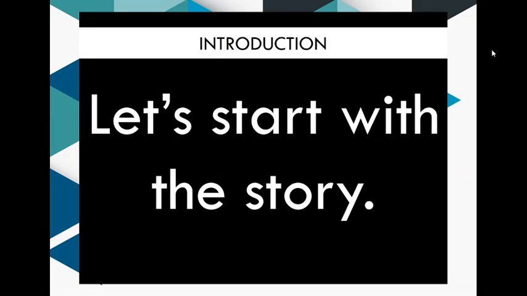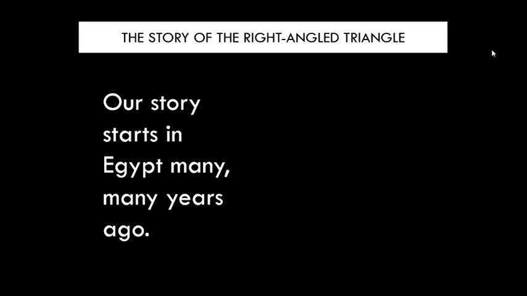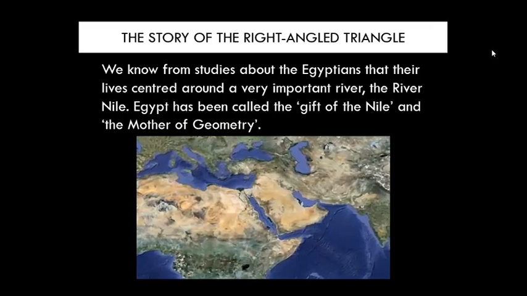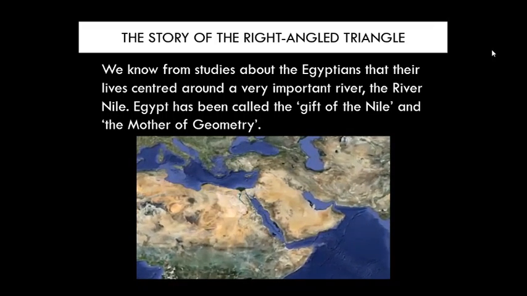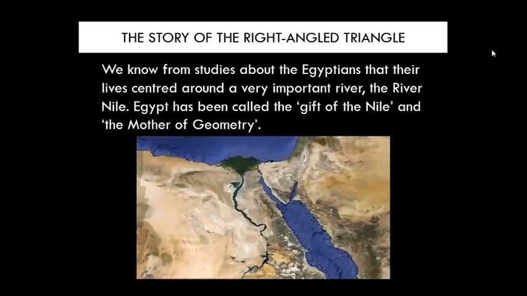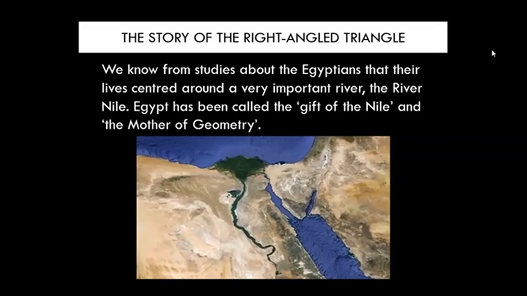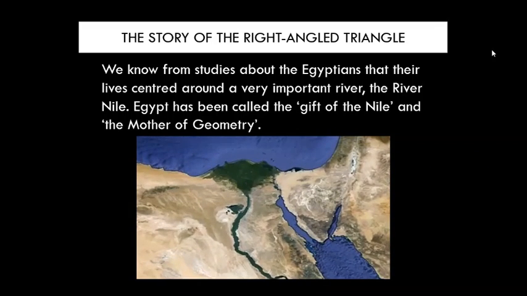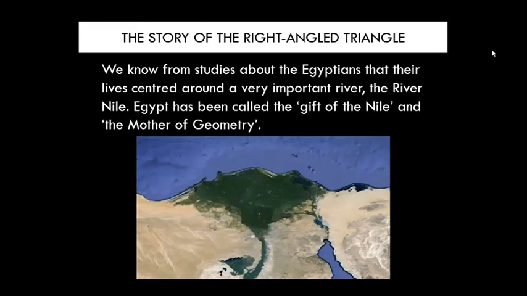Let's start with a story. Our story starts in Egypt many years ago. We know from studies about the Egyptians that their lives centered around a very important river, the River Nile. Egypt has been called the gift of the Nile and the mother of geometry.